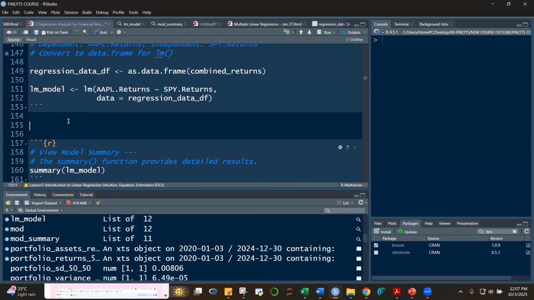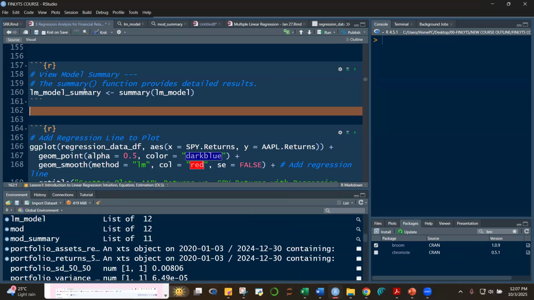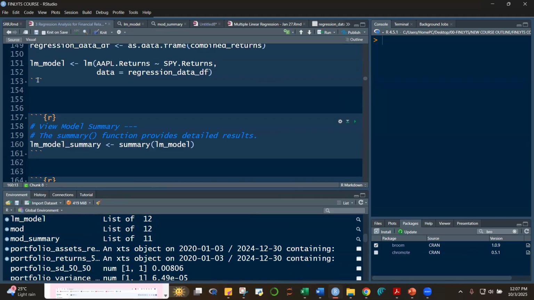Now, you can generate the results, class, using summary. But here, let's create an object, lm model underscore summary. This is related to your LM model class, and then summary of LM model. So let's run this.